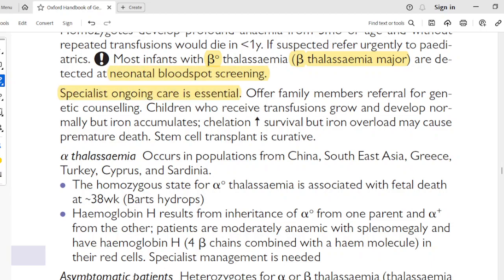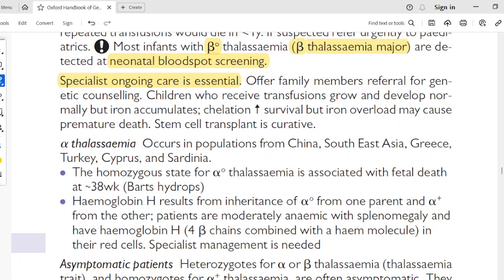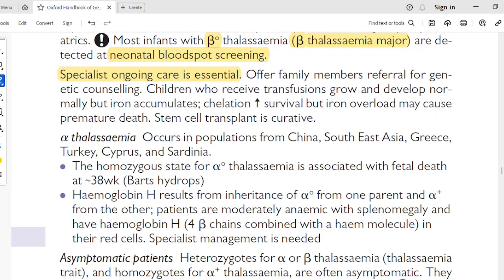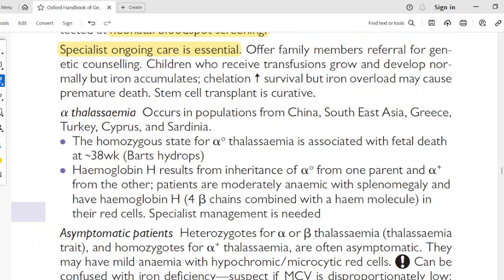Specialist ongoing care is essential. Offer family members referral for genetic counseling. Children who receive transfusions grow and develop normally, but iron accumulates. Chelation increases survival, but iron overload may cause premature death. Stem cell transplant is curative for these patients.